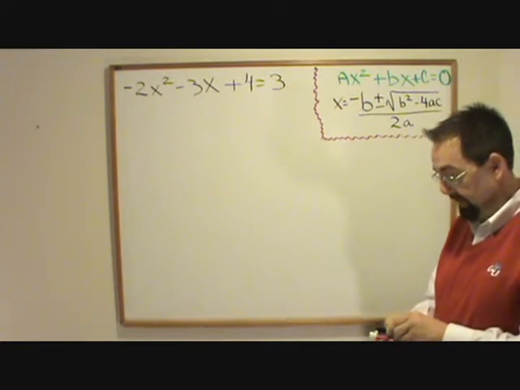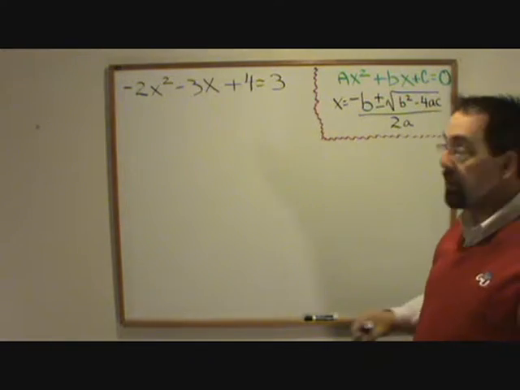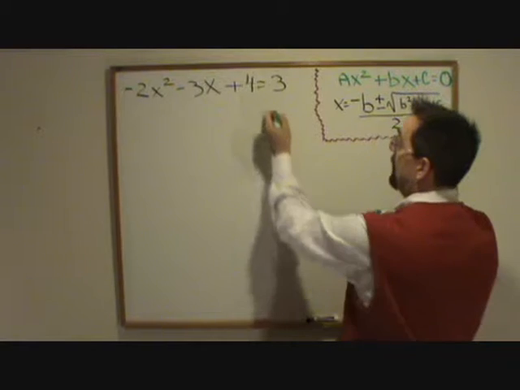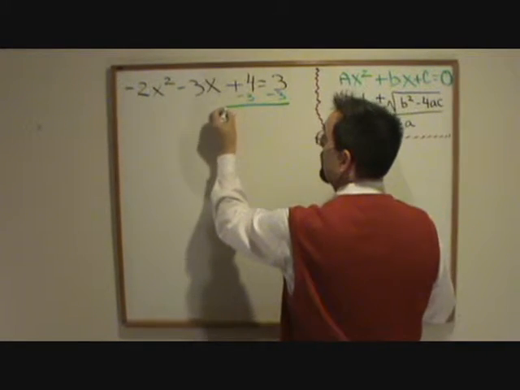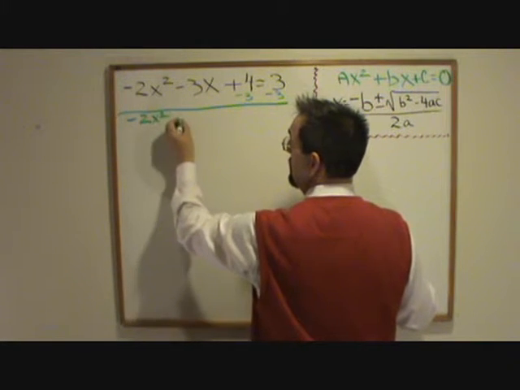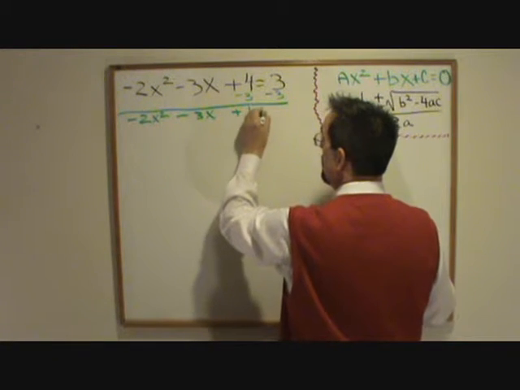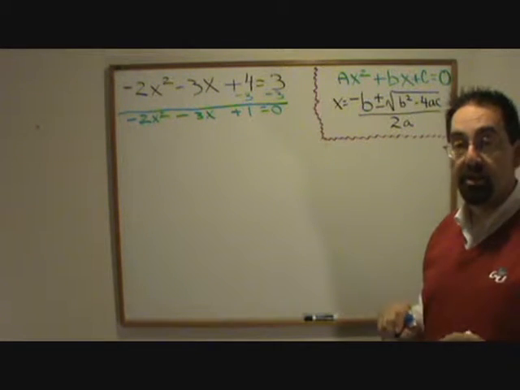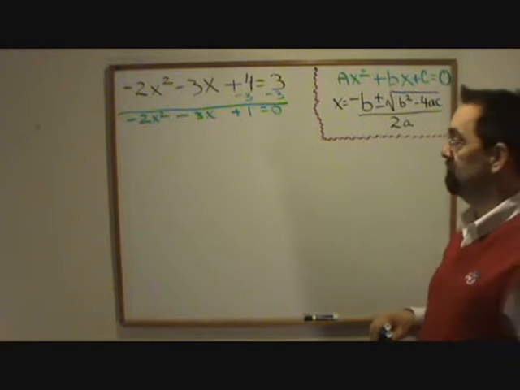Well, let's get started today. The first thing we see is we're not in the correct form. We've got to get this set equal to 0. So step 1, let's subtract a 3 from both sides. Minus 2x squared minus 3x plus 1 equals 0. So step 1, we set it equal to 0, so we have the correct standard form in order to use the quadratic formula.